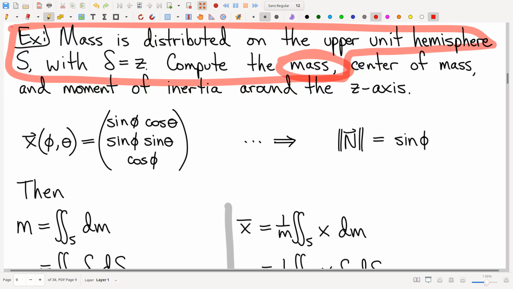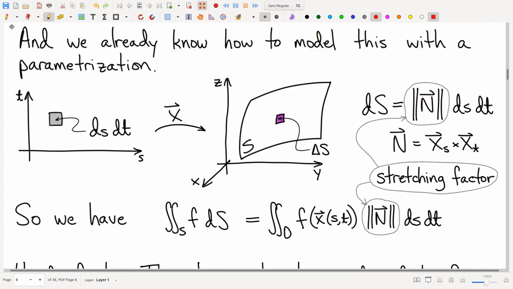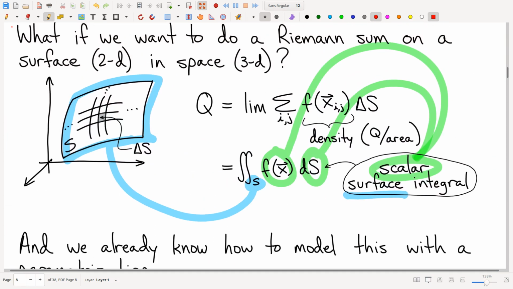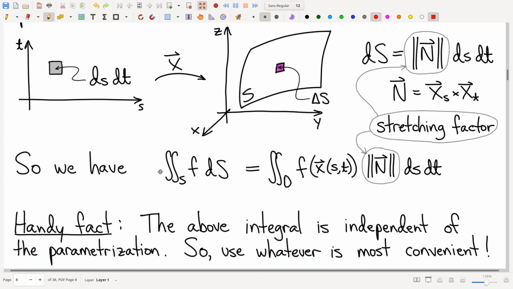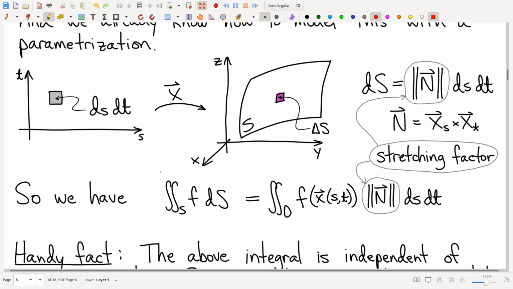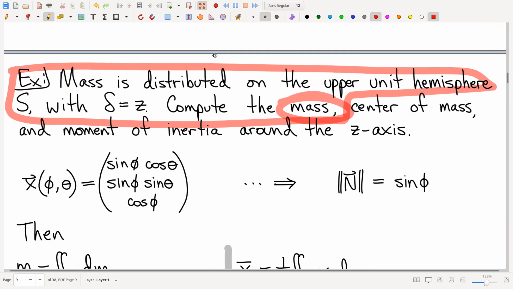All right, so now the very first thing we're going to do is recognize that this is going to be a scalar surface integral, right? So we are going to be looking at something kind of like this. And we know that in order to compute something like that, we need to have our stretching factor, which means we need our capital N, which comes from various partials of our parameterization. So step one's going to always be to parameterize. And so let's go ahead and do that first.